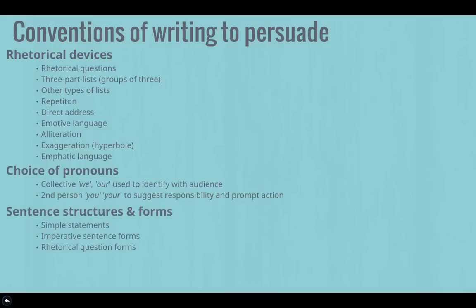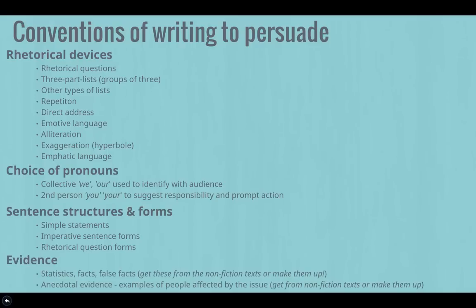Sentence structures and forms are important in writing to persuade. We tend to see lots of simple statements in writing to persuade. That doesn't mean that every sentence you write should be a simple sentence and should be expressed in the form of a statement. The examiners do want to see variety, and they do want to see simple, compound and complex. Within writing to persuade, imperative sentence forms are important. So sentences that give a command, and also rhetorical question forms, and that goes back to those rhetorical devices because it's a way to make your readers engaged, to think deeply about what you're writing.